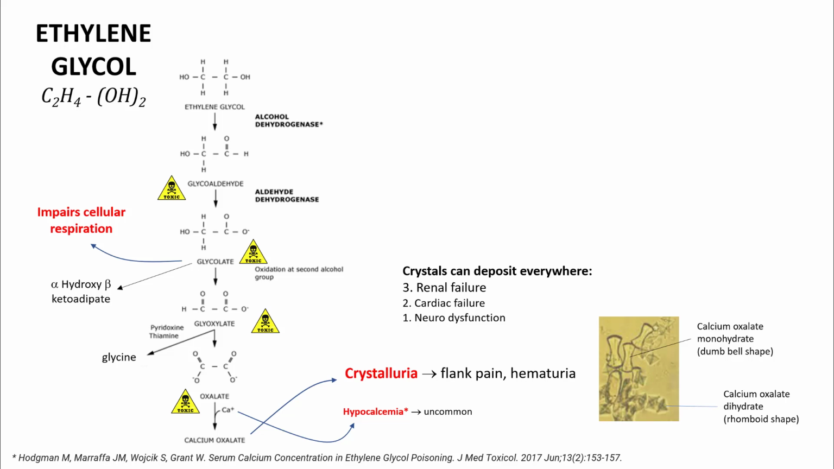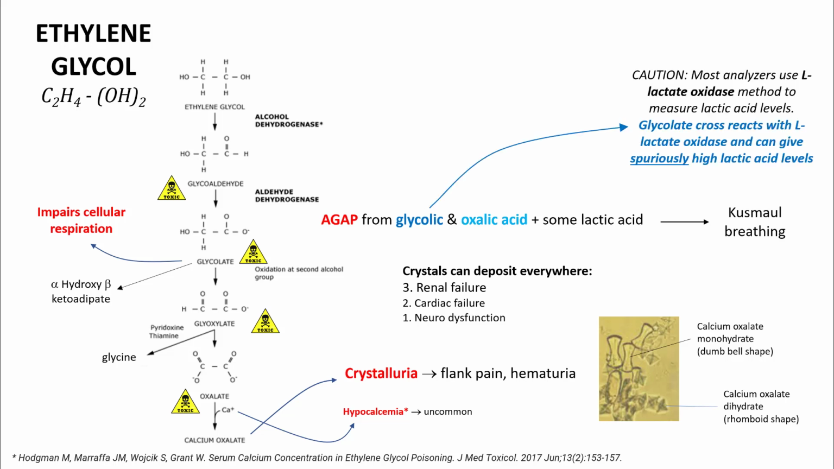Crystals can deposit everywhere and these are the main cause for injury. You can have renal failure, cardiac failure, and neurological dysfunction by deposition of crystals in these cells. You will have anion gap from glycolic and oxalic acid and will result in Kussmaul breathing. One thing to understand is most analyzers use lactate oxidase method to measure lactic acid level, and glycolic acid cross-reacts with this and can spuriously give you high lactic acid levels, so be cognizant of this fact.